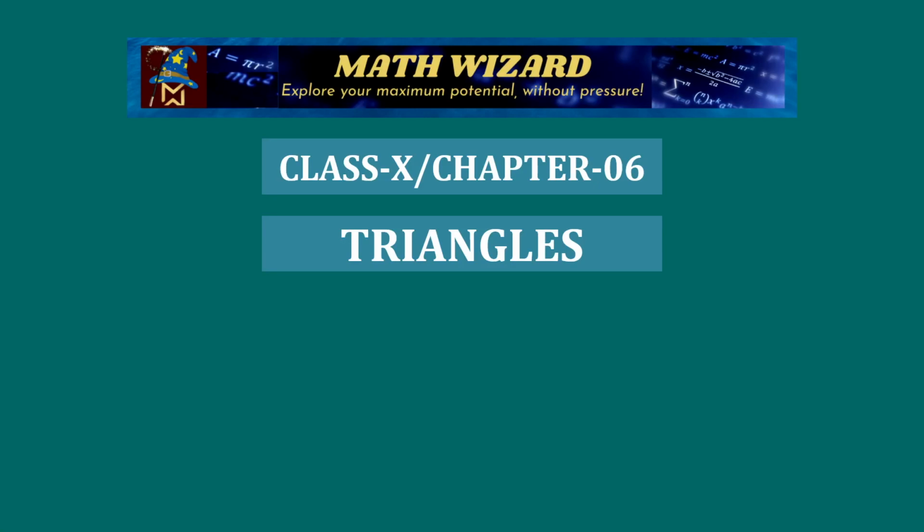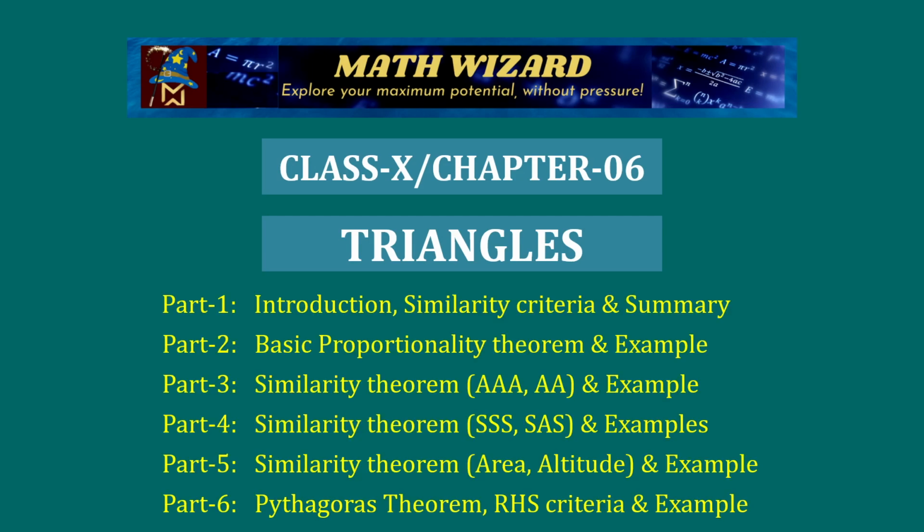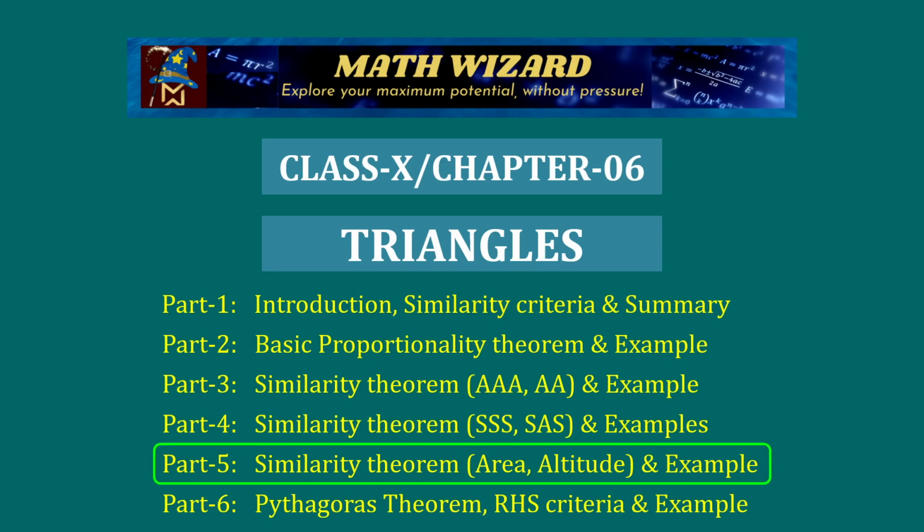Today we are going to study part 5 of the chapter Triangle, which is CBSE Standard 10 chapter 6. And today we are going to study two theorems and two examples relating to similarity theorem on area and altitude. Let us go one by one.